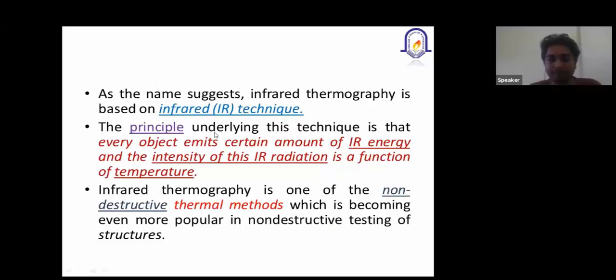As the name suggests, infrared thermography is based on the infrared technique. The principle underlying this technique is that every object emits a certain amount of IR energy, and the intensity of this IR energy is a function of temperature. It means the more the temperature, the more will be the intensity, and the darker image will be formed in the thermogram. Infrared thermography is one of the non-destructive thermal methods which is becoming even more popular in non-destructive testing of structures.